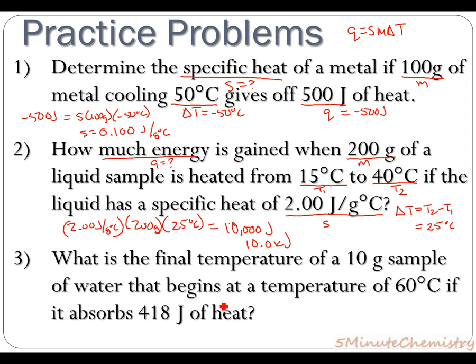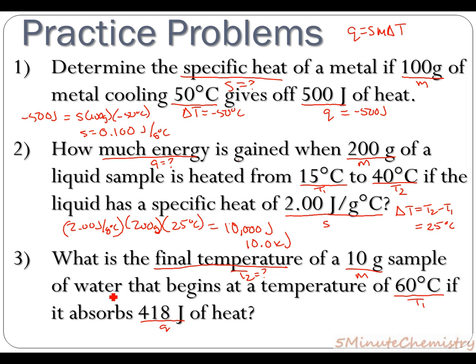Now, number 3: what is the final temperature of a 10-gram sample of water that begins at a temperature of 60 degrees Celsius? Again, let's go ahead and start these. What is the final temperature? T2 is question mark. Of a 10-gram sample, so mass is given. The water begins at a temperature of 60 Celsius, so this is my T1. If this sample absorbs 418 joules of heat, that's my Q. Now, this one's a little bit different.